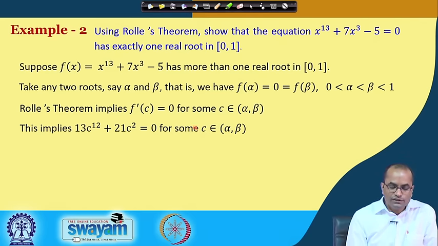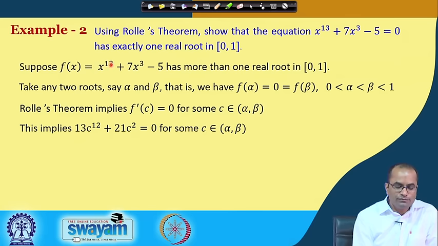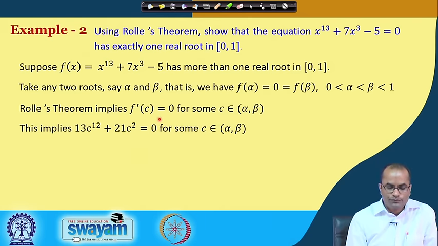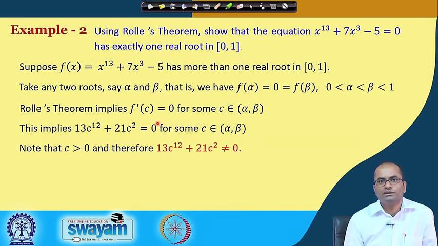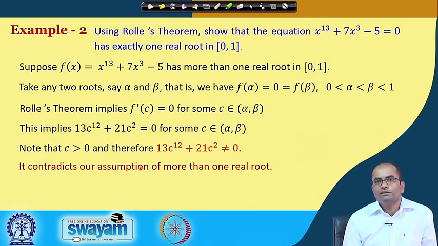So, what is this f prime of c? f prime of c is 13c^12 + 21c^2, and it is equal to 0 for some c in the interval alpha and beta. Again, note that alpha and beta are both positive numbers. Because c is positive here, the expression 13c^12 + 21c^2 cannot be 0, because it has an even power 12, and also c squared, and c is positive. So, this is a positive quantity, and it cannot be equal to 0, but Rolle's theorem says that it will be equal to 0. That means our assumption, that the function has more than one real root, is wrong. So, it contradicts our assumption of more than one real root.